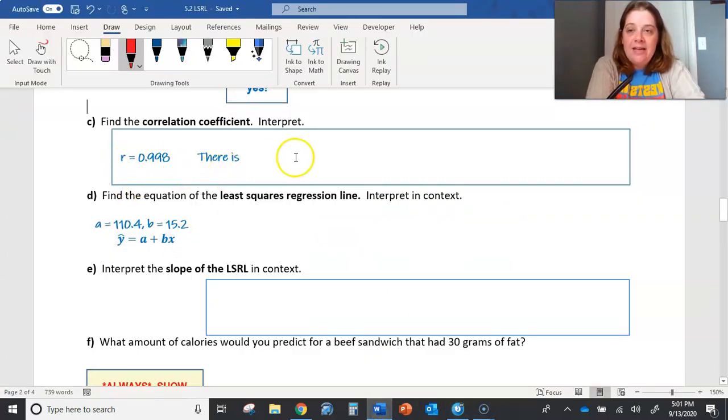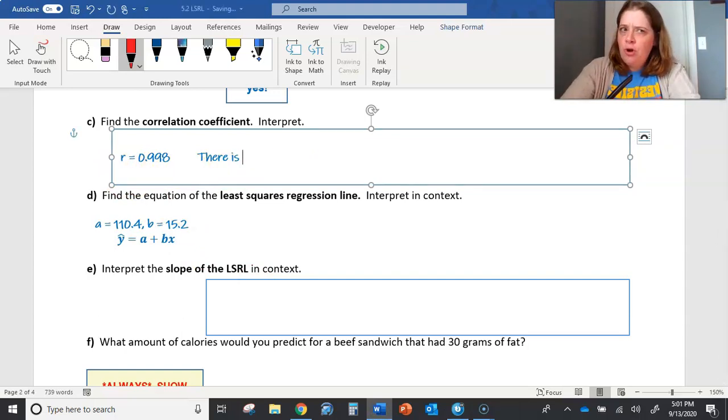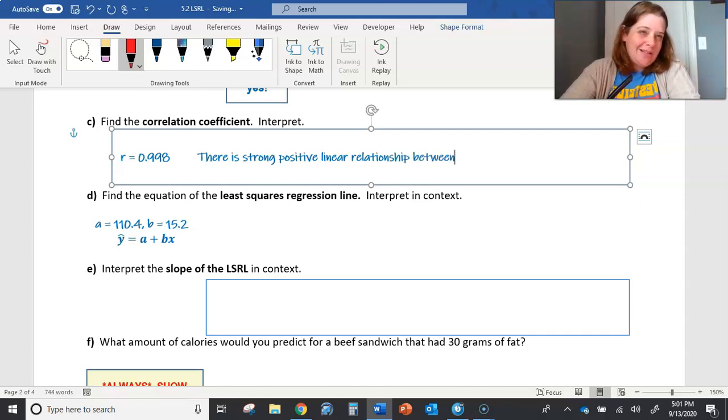R is 0.998. Okay, so I'm going to interpret this. 0.998, that's strong, because if it's above 0.8, it's strong. So there is a strong, and it's positive, linear relationship between X and Y. But I want to do it in context. I don't really care about X and Y. What I care about is fat and calories. There is a strong positive linear relationship between fat and calories.